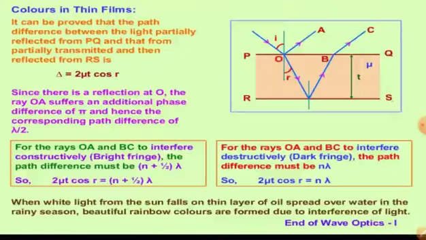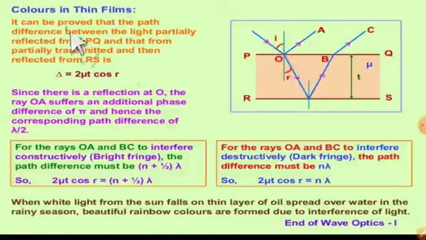This is for the colors of a thin film of oil. It produces alternate bright fringes and dark fringes, but in the case of sunlight, which consists of 7 colors, we will see a beautiful pattern just like a rainbow. Okay, we will see the different colors of the spectrum on the oil film. How it is possible, that is shown a little bit here.